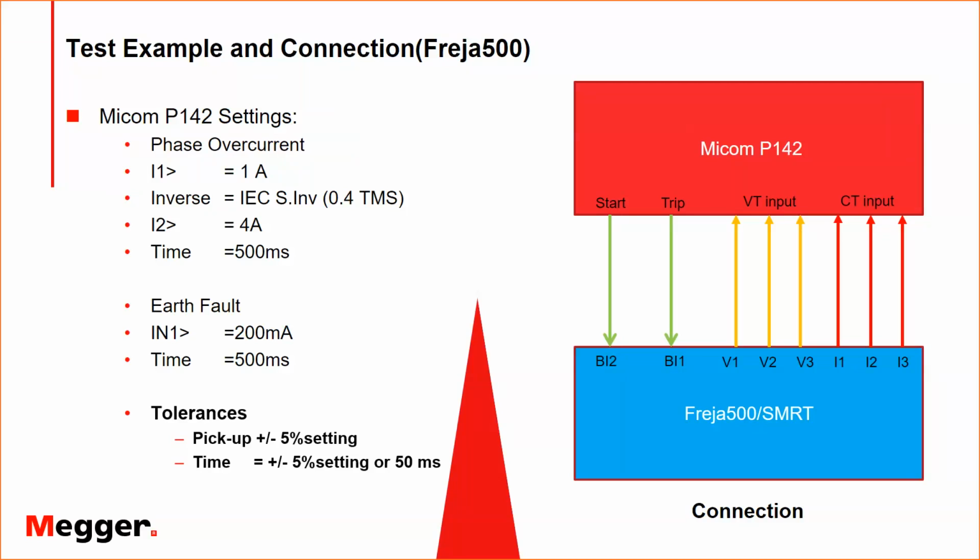One very important aspect for us is having tolerances. We need to pay attention to them. So I have for my pickup, plus or minus 5% of the setting. And for my timing, I have plus or minus 5% of my setting or plus and minus 50 milliseconds, whichever is greater of them. So going back to my camera now.